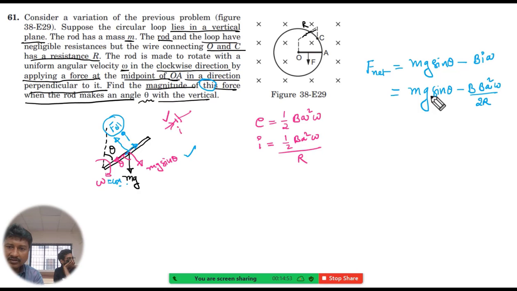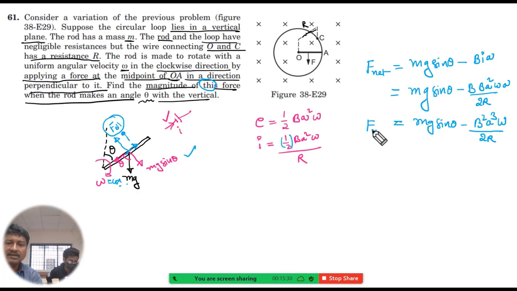So mg sin theta minus B A squared omega by 2R. Already that is I. Resistance R is negligible, and one more A. So the net force is mg sin theta minus B squared A cubed omega by 2R. That is equal to the applied force.